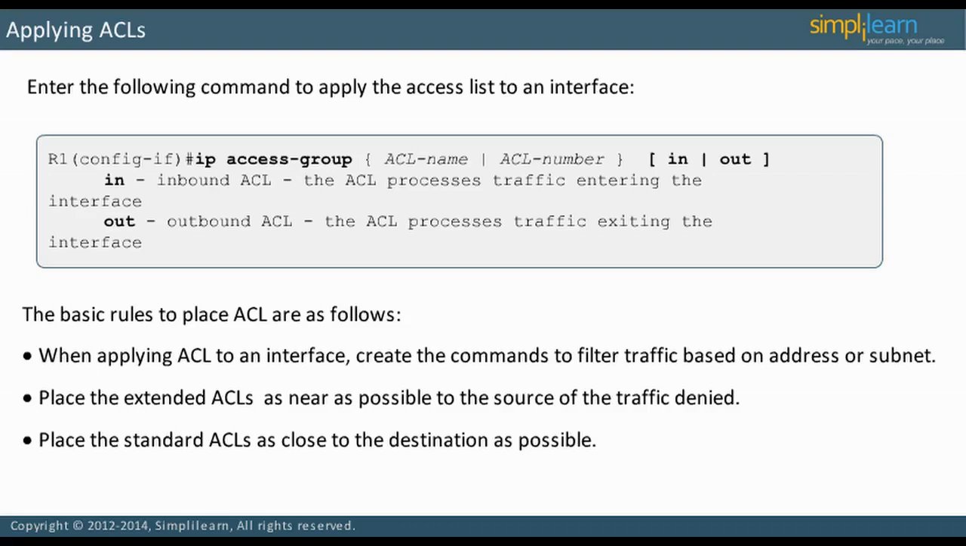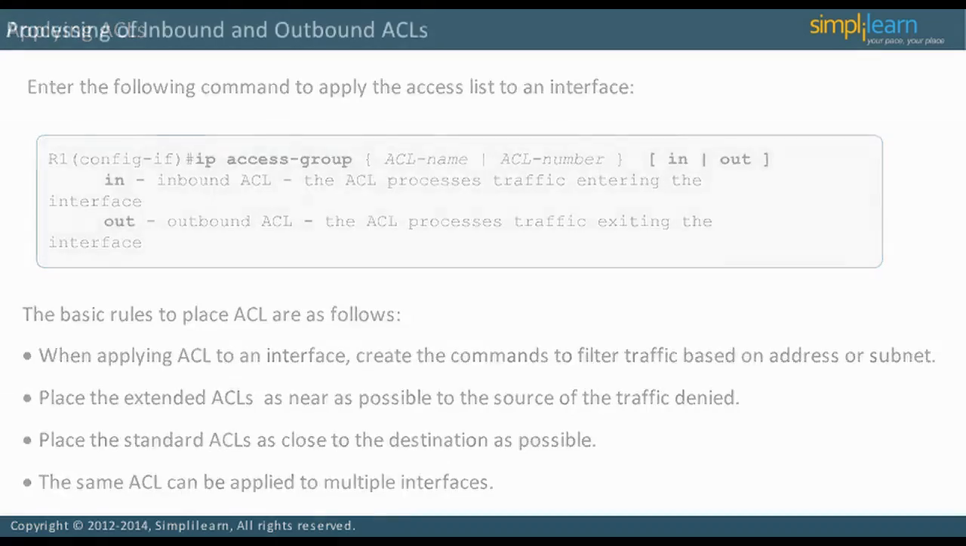To apply the access list to an interface, use the ip access-group command. Specify an ACL name or ACL number, and then in or out. The in option specifies an inbound ACL. This processes traffic entering the interface. The out option specifies an outbound ACL. The ACL processes traffic exiting the interface. The same ACL can be applied to multiple interfaces. That is why defining the ACL is separate from applying it to an interface. Processing varies upon whether the ACL is inbound or outbound. Let us discuss this concept in the following slide.